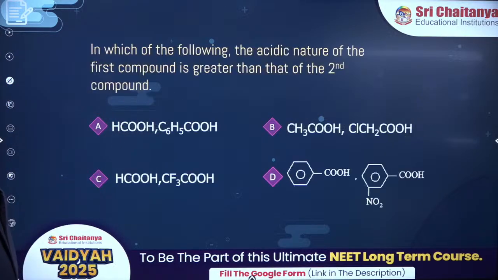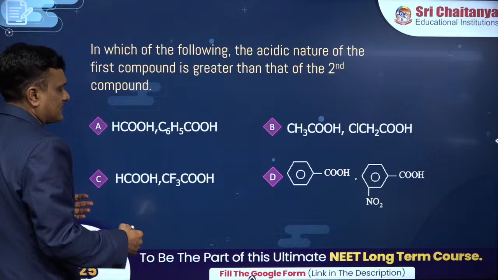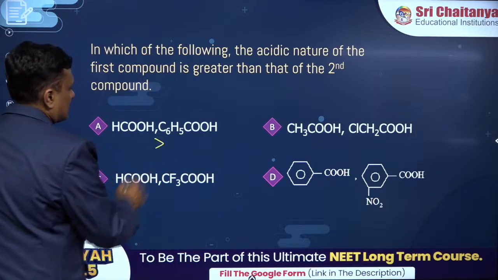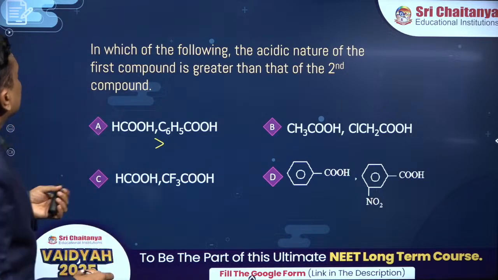Which of the following: acidic nature of the first compound is greater than that of second. You know the order, isn't it? Now let me write the order for you first. All right. Over here, you know, formic acid is more. Over here, what is given?